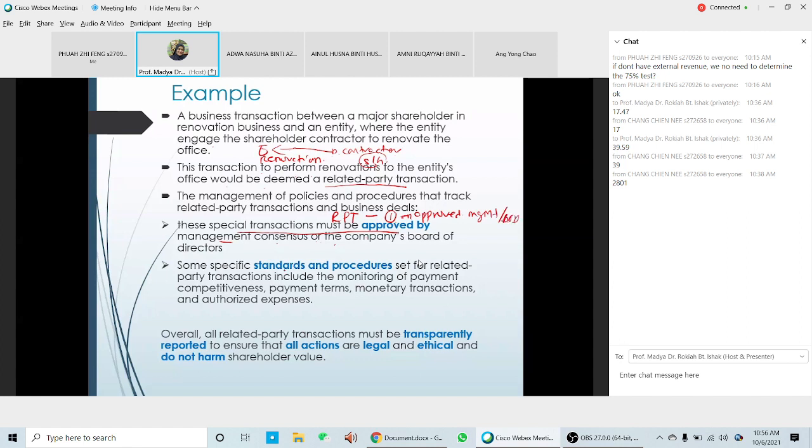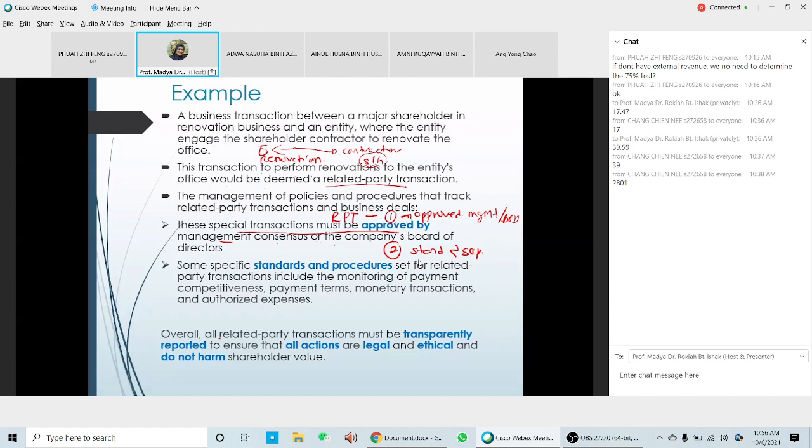Some specific standards and procedures set for related party transactions include the monitoring of payment, competitiveness, payment terms, regulatory transactions, and authorized expense. The second thing here is that you need to have a standard and procedure, SOP. So the first is that the transaction should be approved, and then there is a standard and procedure for that transaction.